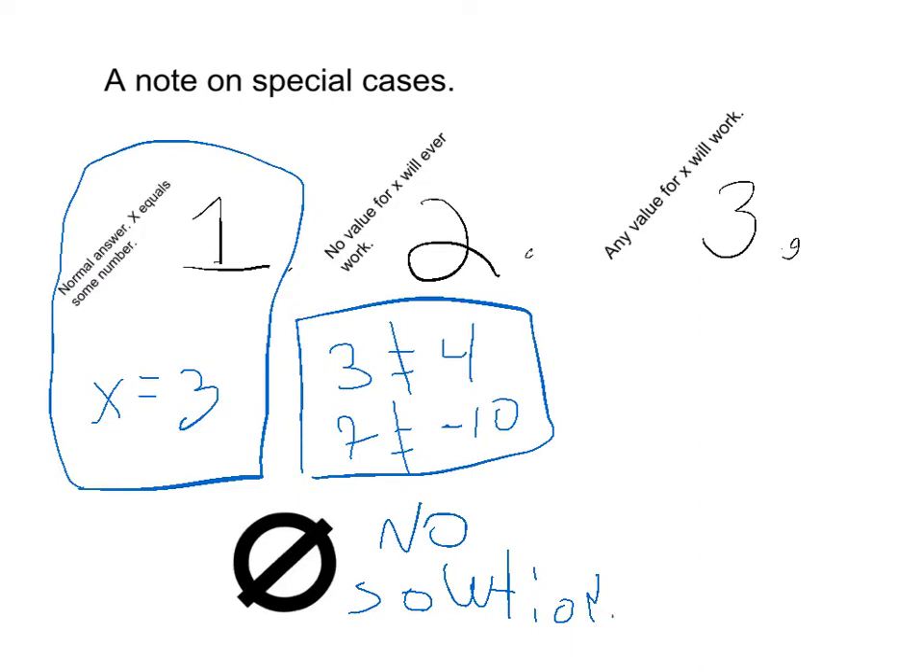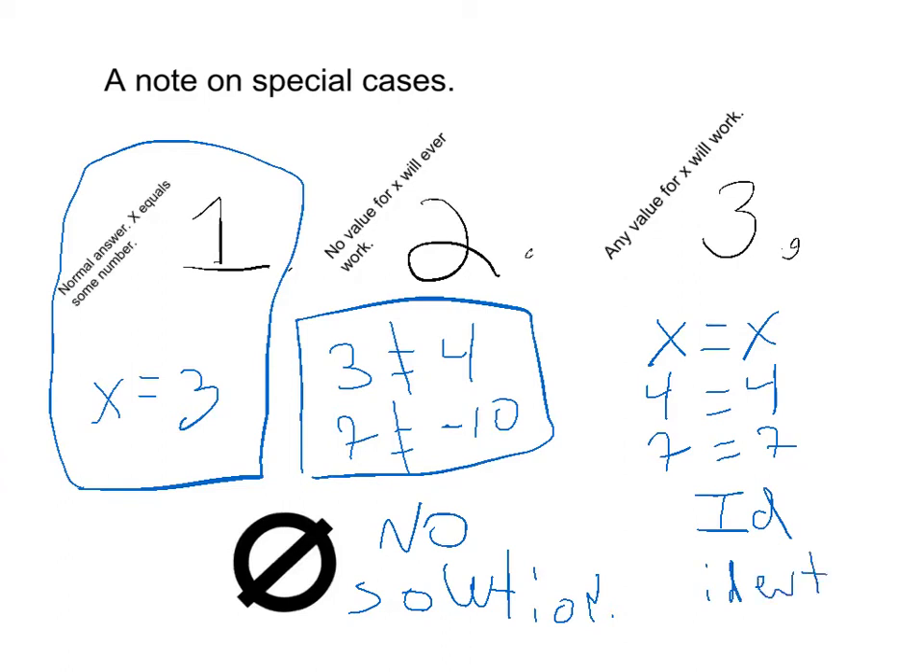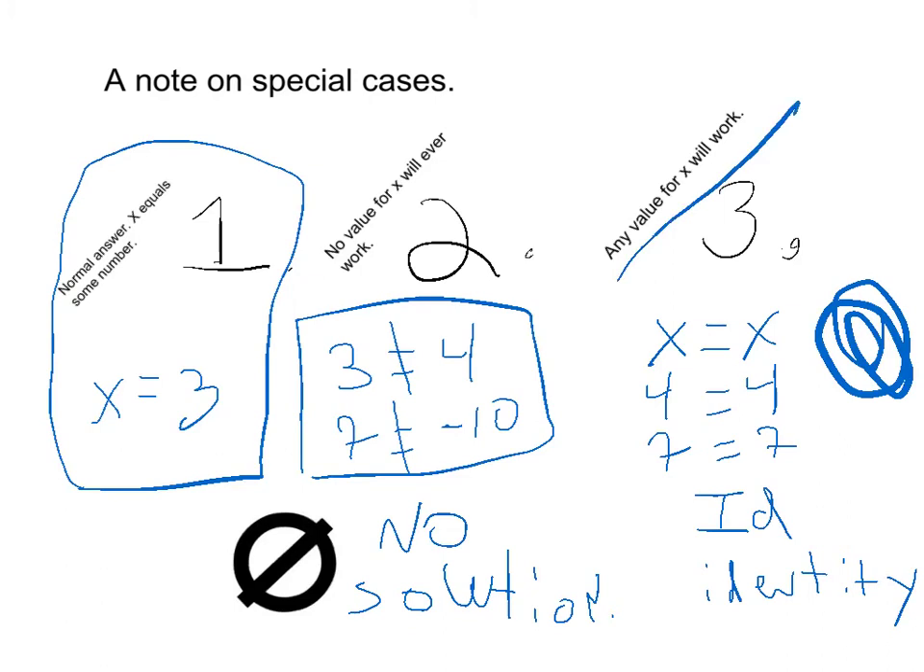The third type of answer you can get for these types of problems is x equals x, or 4 does equal 4, 7 does equal 7. In these cases, since both values are the exact same, we can write ID for identical. Identity. This means that no matter what you pick for x, it will solve the equation.